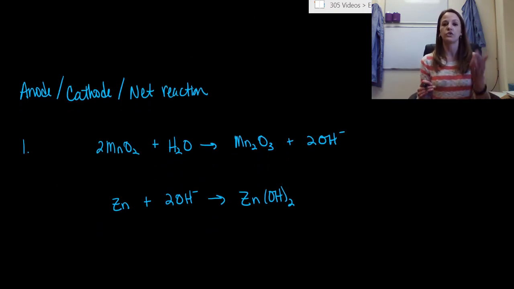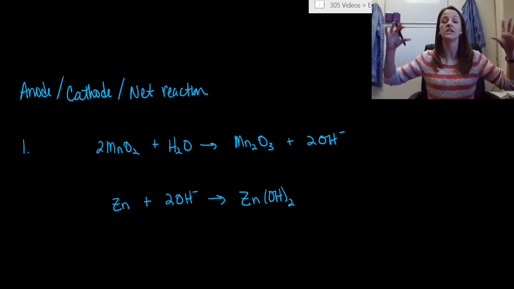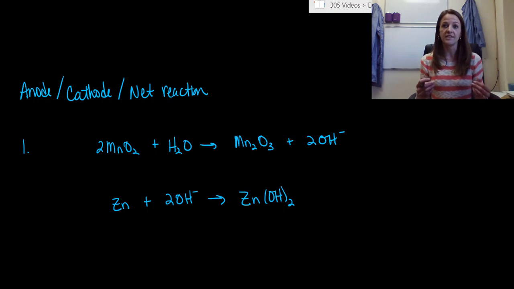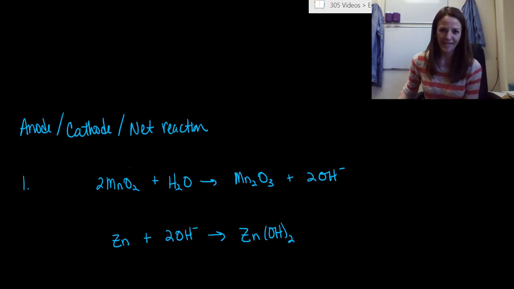Here's the first one. So you have 2 different half reactions. I want to know which is the anode, which is the cathode, and then once everything is balanced, then I want you to add it together and tell me what the net reaction is for this galvanic cell. Go. All right, did you get an answer?